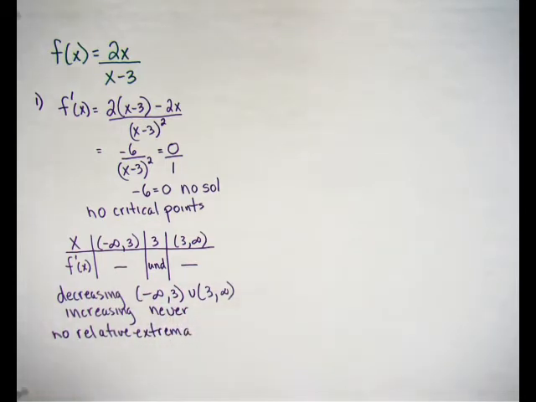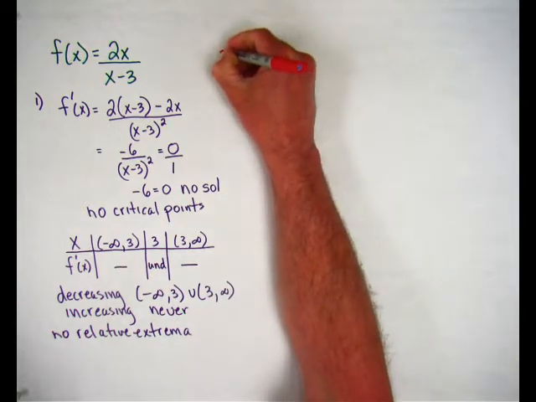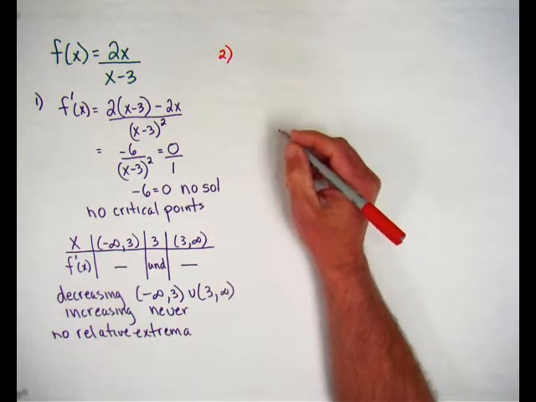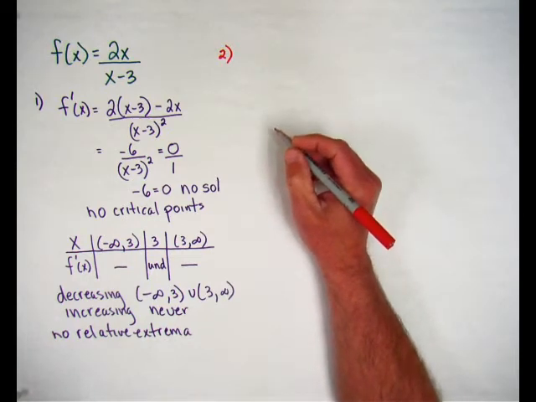Okay, so that finishes our first derivative analysis. So now we turn our attention to the second derivative. So the second step of our procedure, number 2, is we're going to analyze the second derivative. To do that, we have to take the derivative of the first derivative.